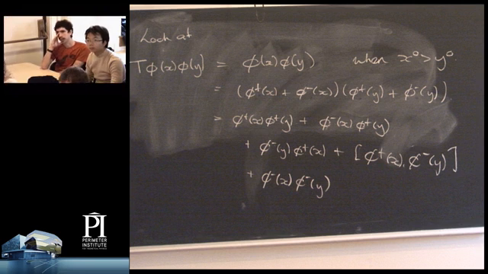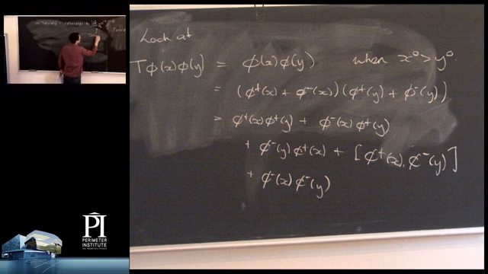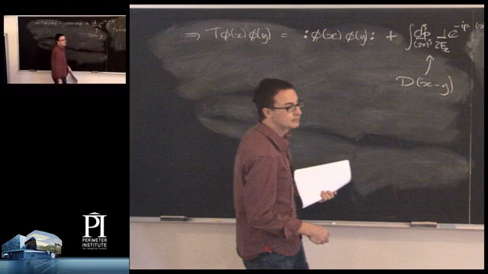So we met this function before. This function is what we call the propagator. It's D of x minus y equals.